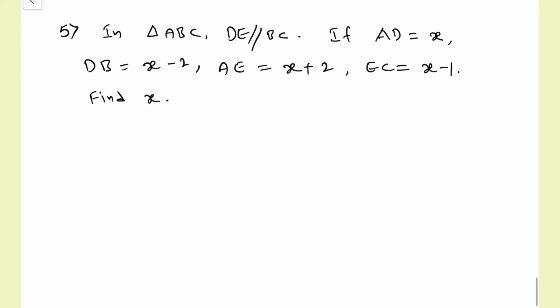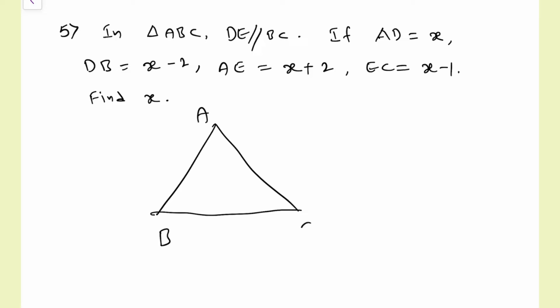Next, in a triangle ABC, DE is parallel to BC. We have a triangle ABC. For this BC, one parallel line, that is DE. DE and BC are parallel to each other. Next, if AD equals x, so this AD is given as x and DB is given as x minus 2, AE is given as x plus 2 and EC is given as x minus 1. Then he is asking us to find the x value.